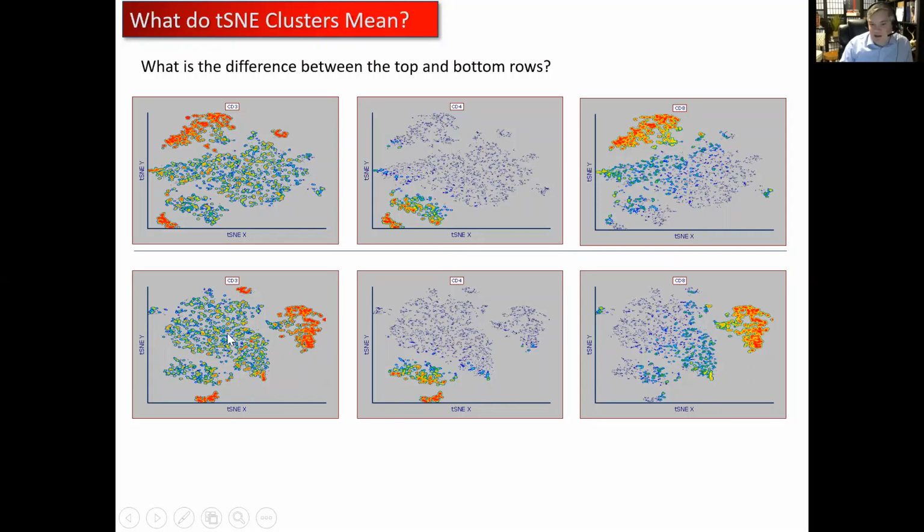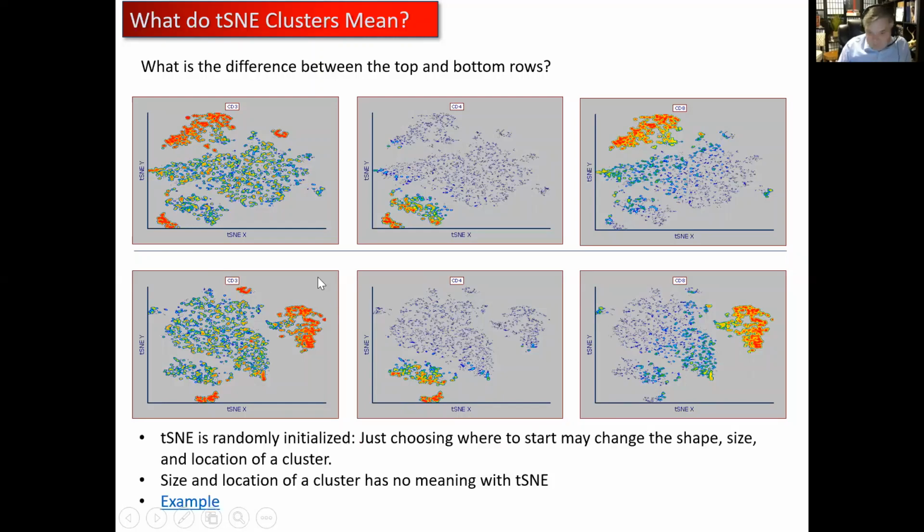And I have the same kind of plots down here, CD3, CD4, and CD8. And the question here is, what is the difference between these? The difference between these plots is how the t-SNE algorithm was initialized. What that means is when you run a t-SNE algorithm, it has to start at some value. It has to start at some cell in the data set.